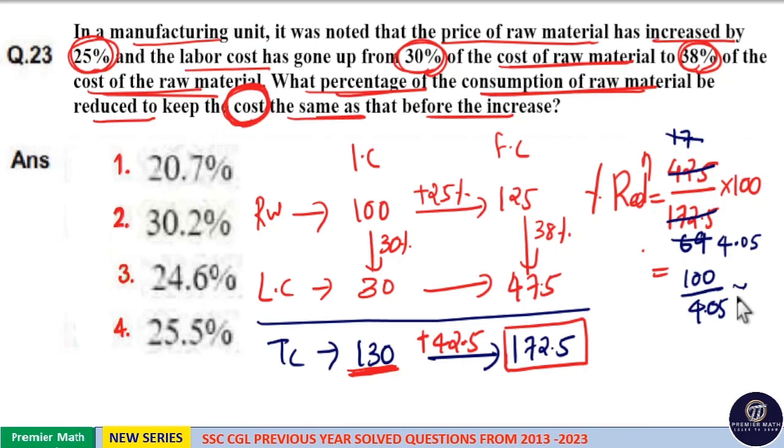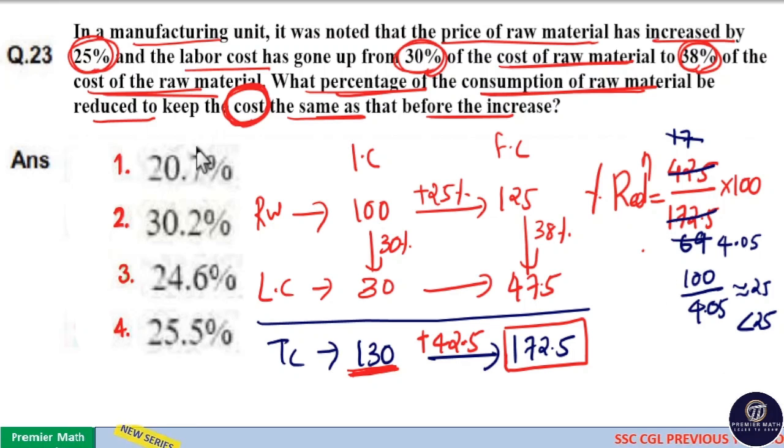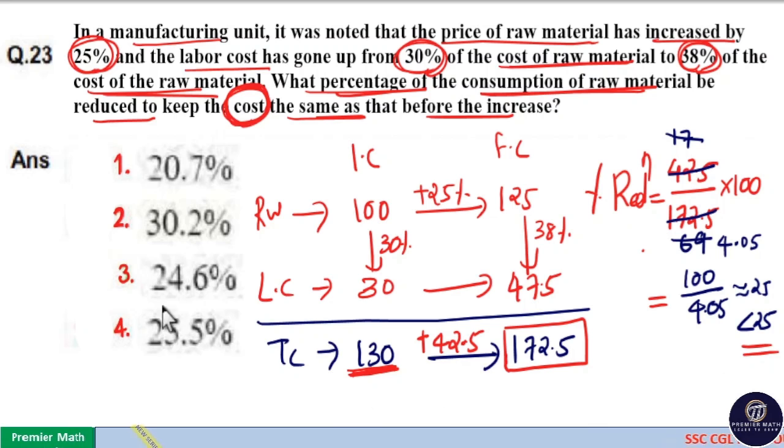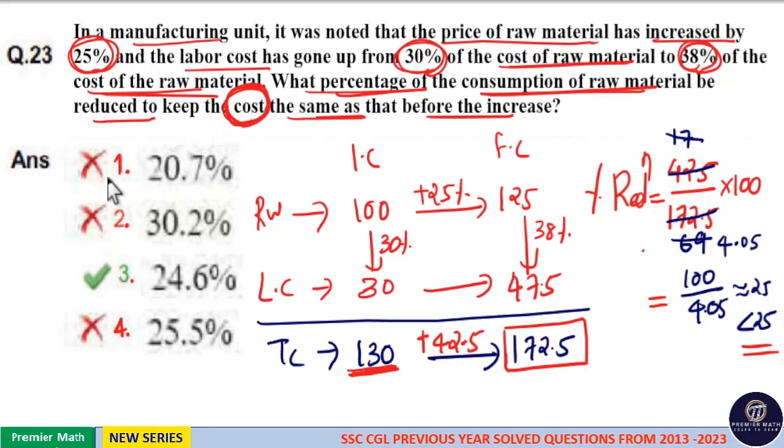4.05 is around 25 and less than 25. So here your answer is nearly 25. Nearly 25 and less than 25 is equal to option 3. That is, 24.6% is the percentage reduction in consumption of raw material. That is, we should reduce 24.6% of raw material consumption. Then we can maintain the total cost as 130 rupees.